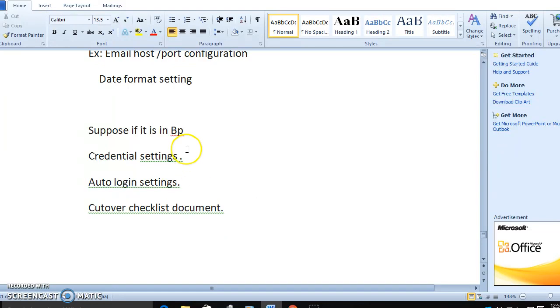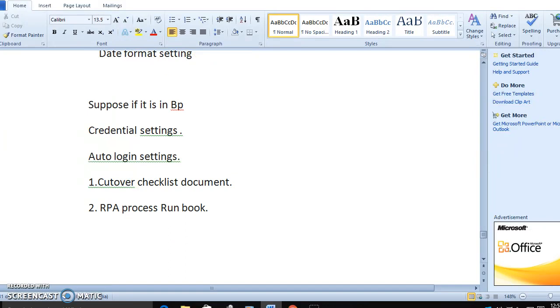So the first thing is the cutover checklist. The second one is the RPA process runbook. In this runbook, we have to mention what the known issues are. Suppose when this cutover checklist or runbook will be available.